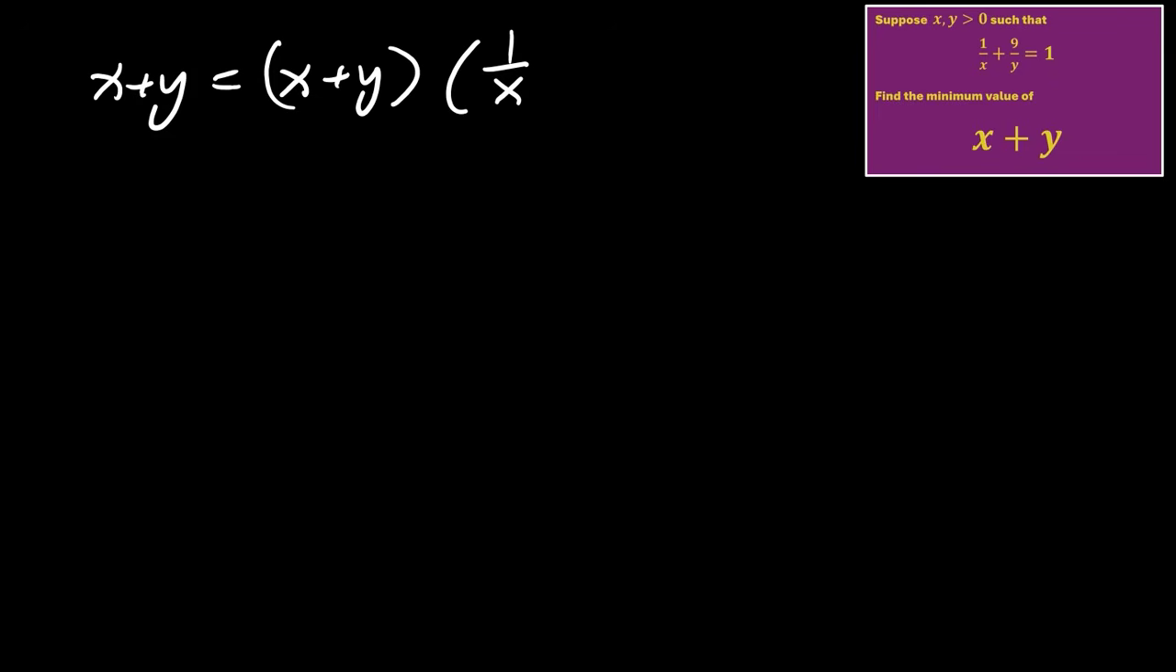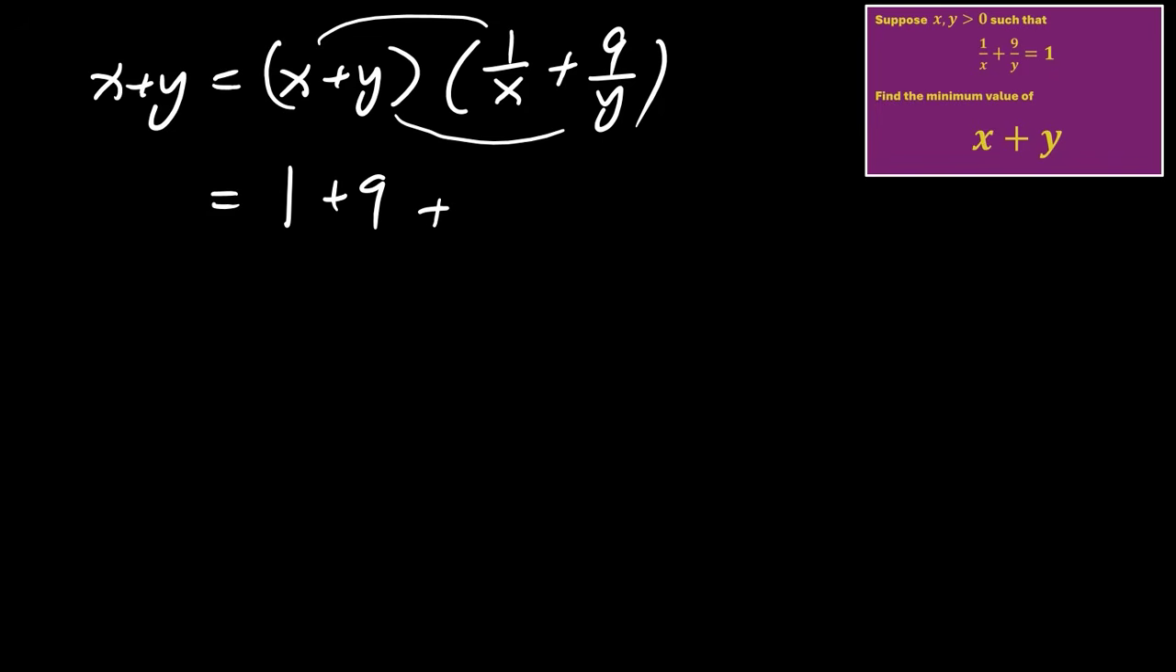We'll use this trick: x plus y equals x plus y times 1. But 1 equals 1 over x plus 9 over y. So expand this. This will be 1, this will be 9, and x times 9 over y is 9x over y. y times 1 over x is y over x. 1 plus 9 equals 10.